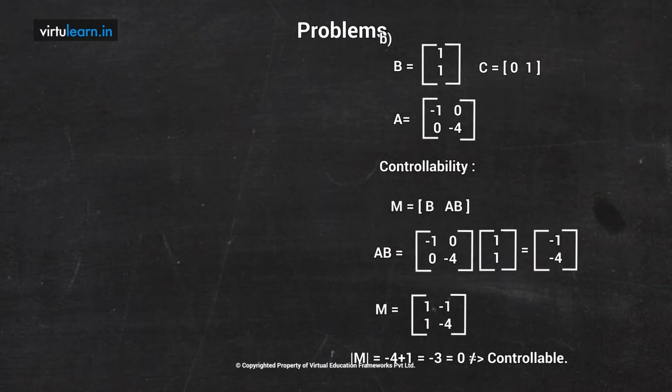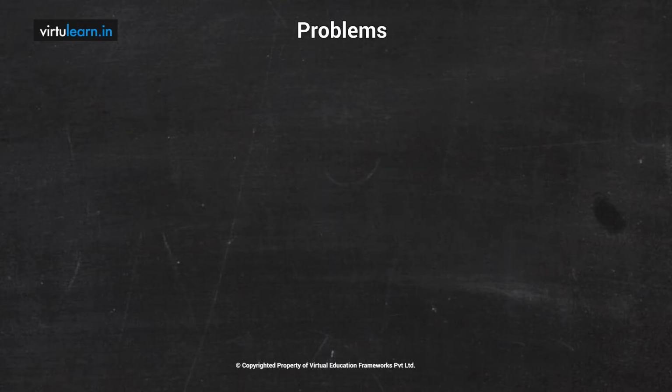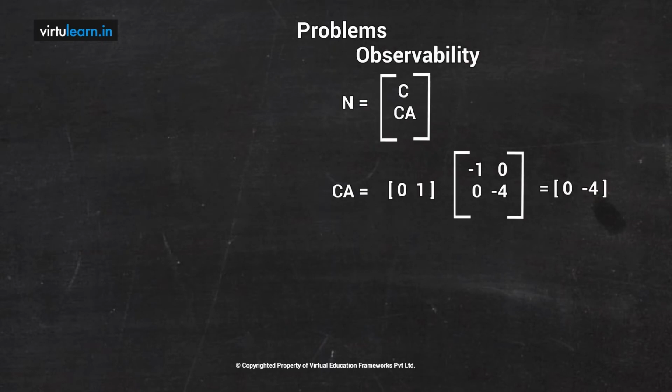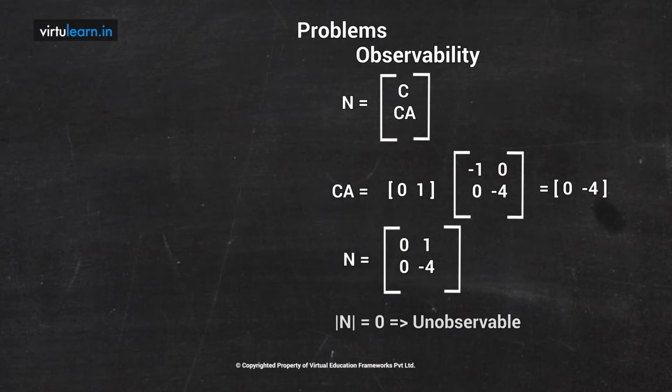So when you find the determinant of it, it is going to be -3, which is not equal to 0. I can say the system is controllable. Then similarly find out the observability status. Here N is C, CA, and in this case C is [0 1], and we can easily find out what CA is, that is going to be [0 -4], and it results in the N matrix. Find out the det of it. The det of it is going to be 0, which is unobservable.